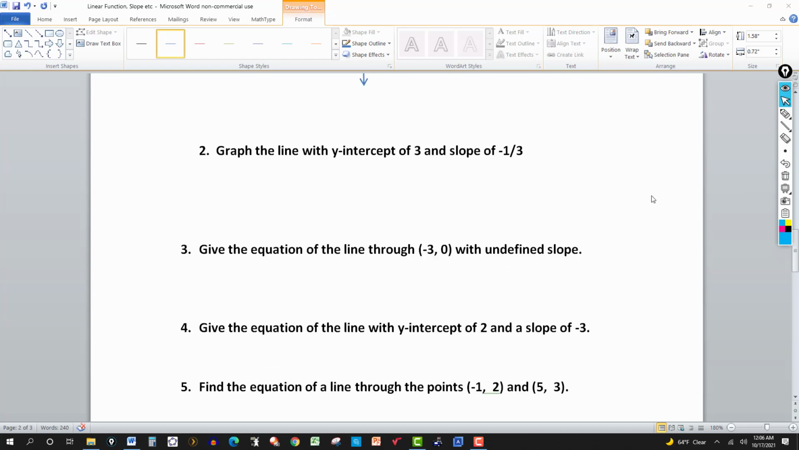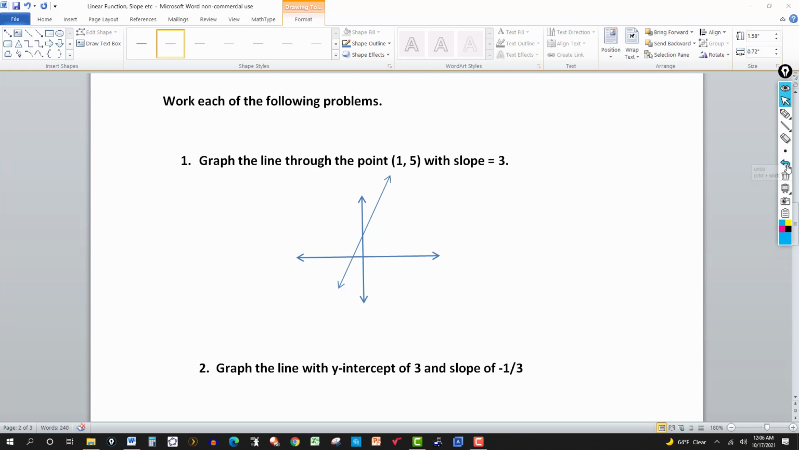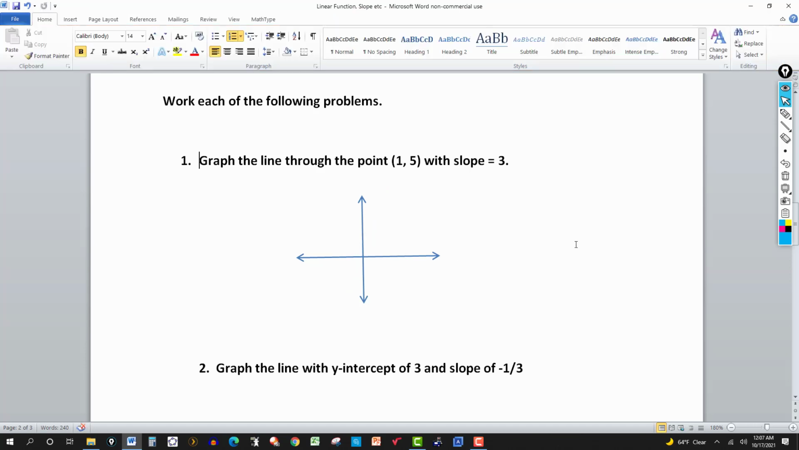Okay, now the next one tells me, again, same thing. We pretty much did this the other way around. Graph the line with y-intercept of 3. Let's go back to this one over here, and let's delete this one. So this one has a y-intercept of 3. So let's go up 1, 2, 3 units.